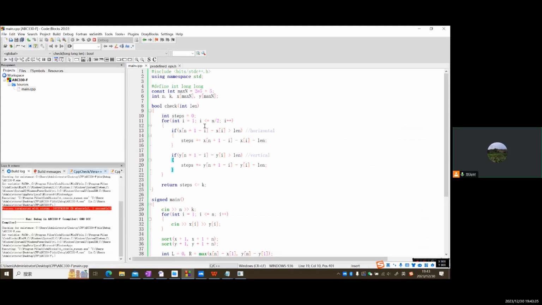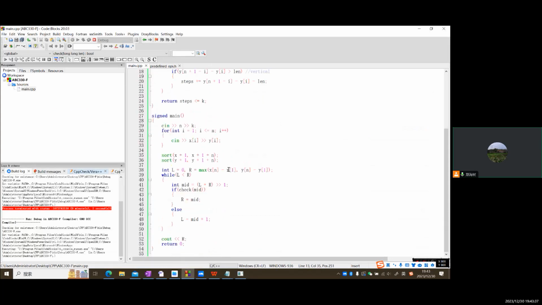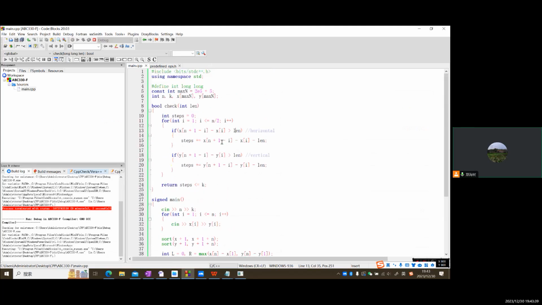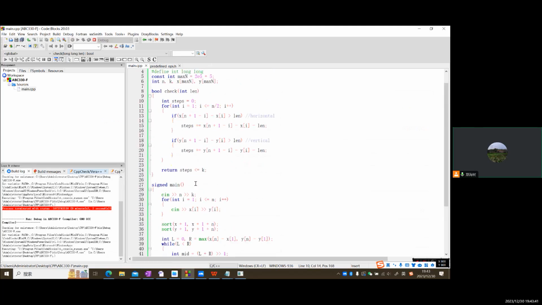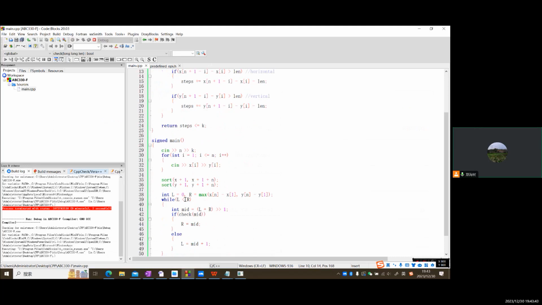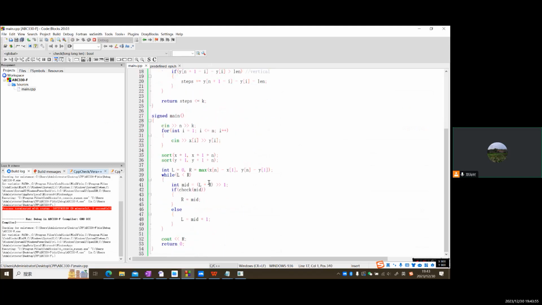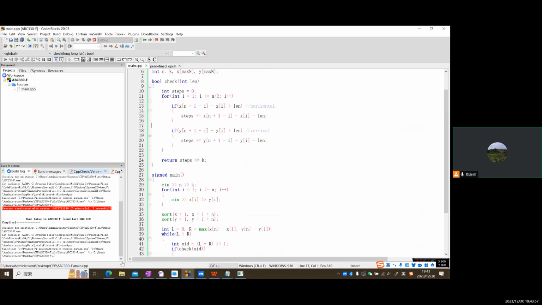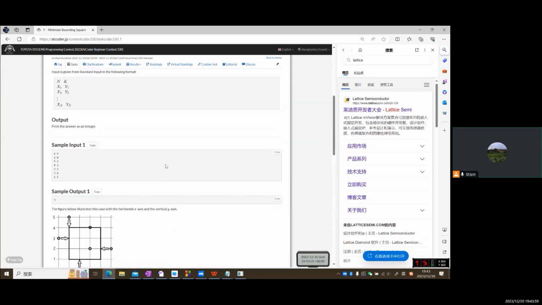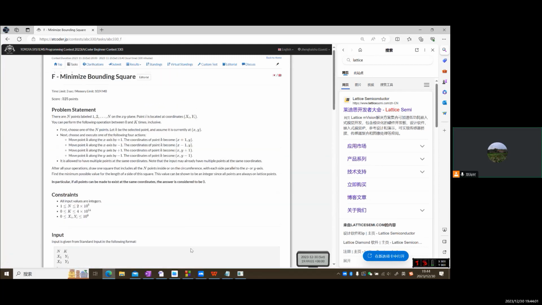Here, for solving this problem, we mainly use binary search, and then we calculate the steps in 2 directions independently. Okay, so this question is not difficult.